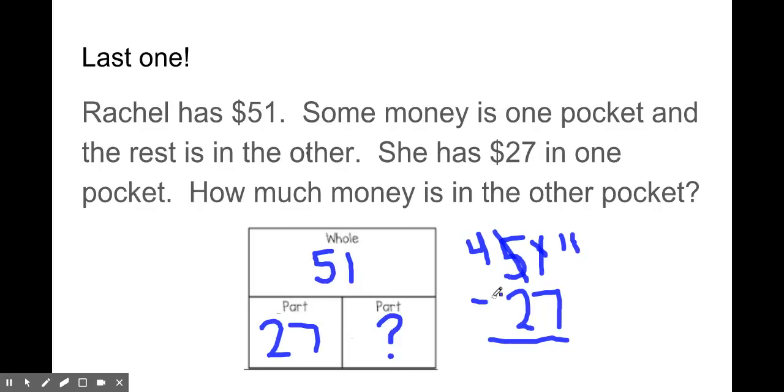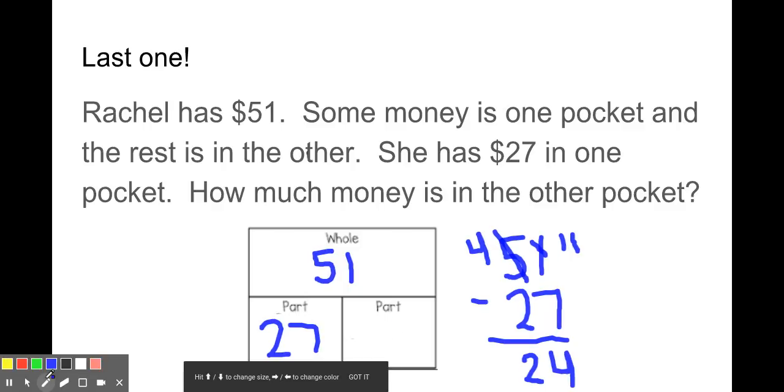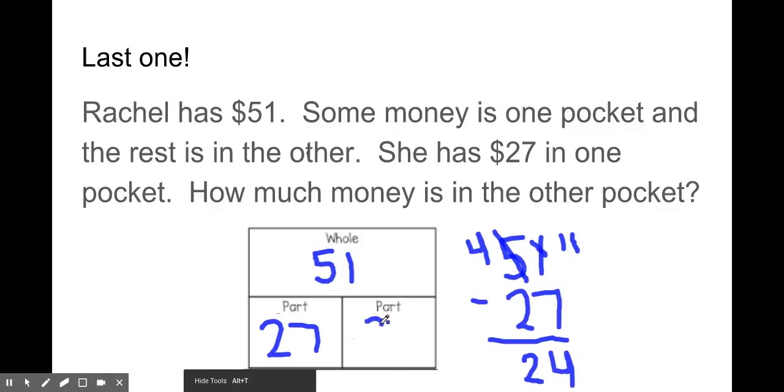So I'm going to find the difference in 11 and 7. So 7, 8, 9, 10, 11. So that is 4. And then I have 40, take away 20, which is 20. So a 2 in the tens place stands for 20. And so the difference in the other pocket was 24. So I know I can fill in my other part now with 24. So I know both parts that come together to make that total of 51.